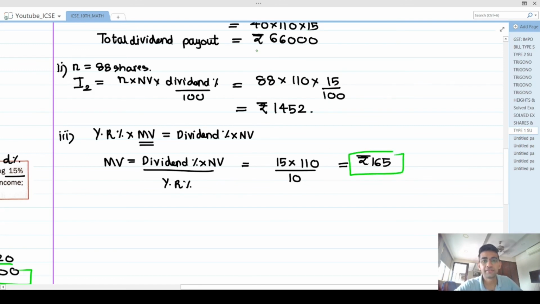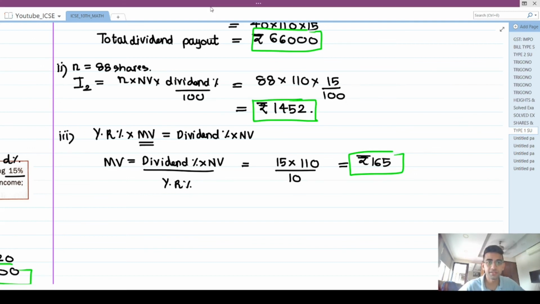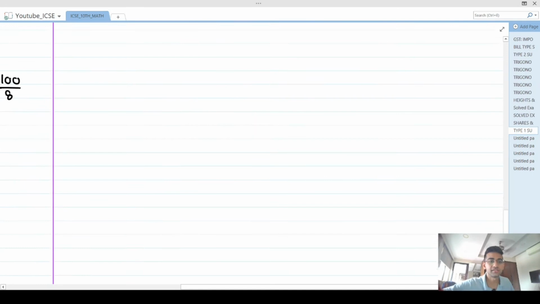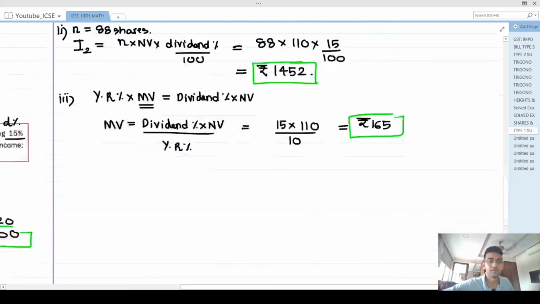We have a total dividend payout. These are your answer statements. Always box your answers in the ICSE. Your paper looks much neater. And it makes the corrector's work also easier. So technically that's good for you only.